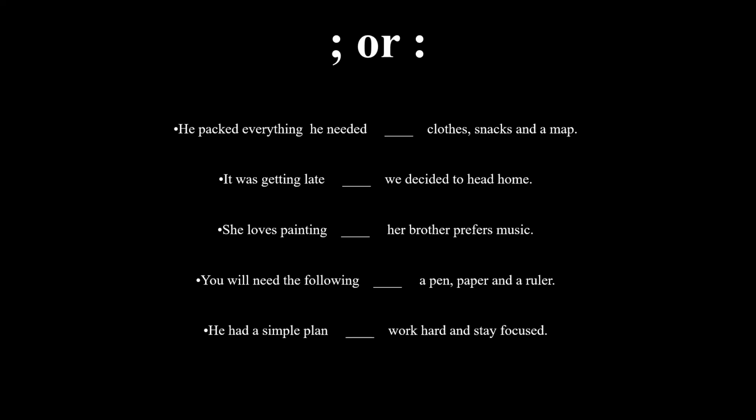So the first one says, "He packed everything he needed. Clothes, snacks, and a map." Should that be a colon or a semicolon? What do you guys reckon? Let me know. All right, the answer is a colon. We put a colon there because we're introducing the list. He packed everything he needed, and here's our list of things: clothes, snacks, and a map.